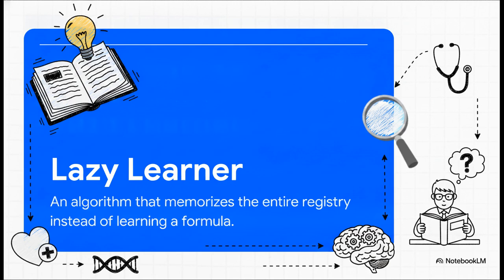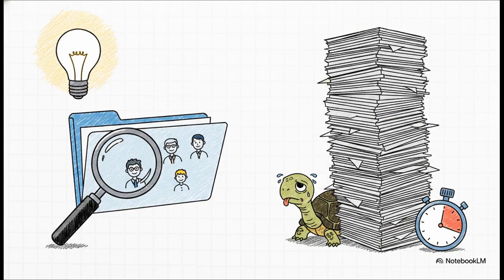Think of it like a student who memorizes an entire textbook without actually understanding a single concept, just so they can look up the exact answers during an open book test. Naturally, this laziness creates some intense trade-offs. The pros? Well, doctors love it because it's completely transparent and auditable. If the algorithm suggests cancer, you can point to the exact 3 past patients it used to make that call. No black boxes here.